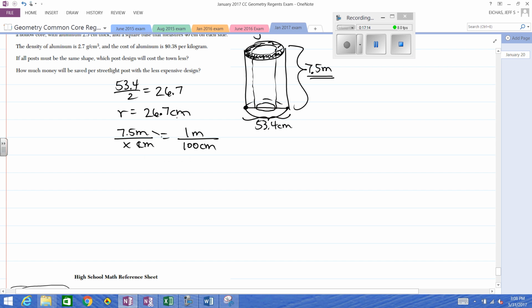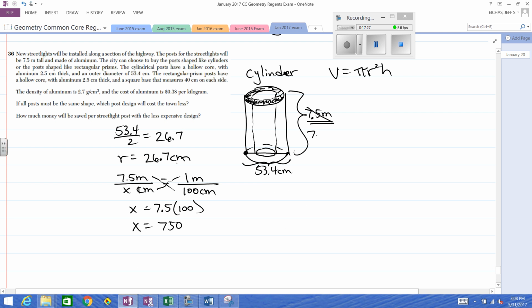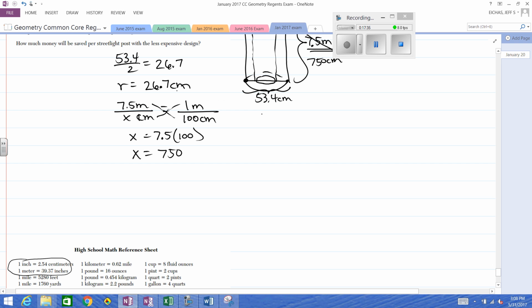So anyway, let's cross multiply. It's 7.5 times 100, which would have moved the decimal 2 places. That would have worked too. All right, so we got to scratch that. That's got to be 750 centimeters. You've got to be consistent with your units of measure. All right, so let's get the volume of the outer cylinder, pi r squared h. The radius is our 26.7 centimeters. Square that. Height is 750 centimeters.